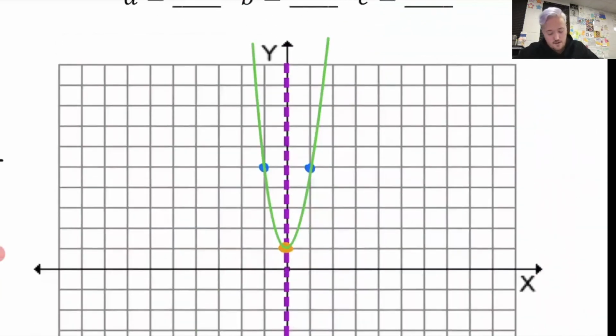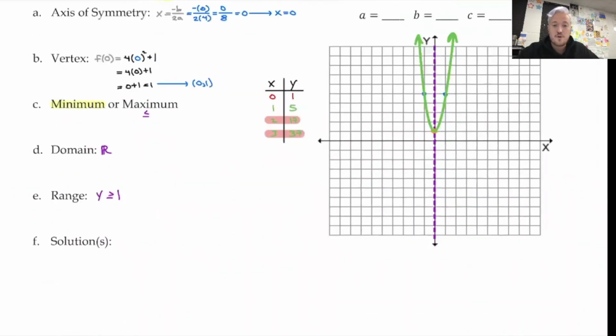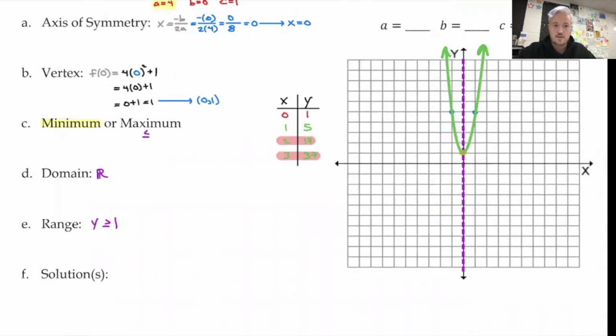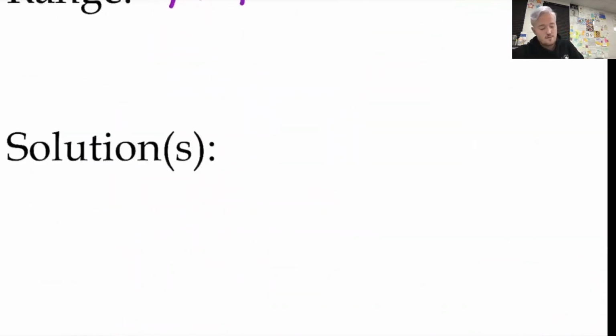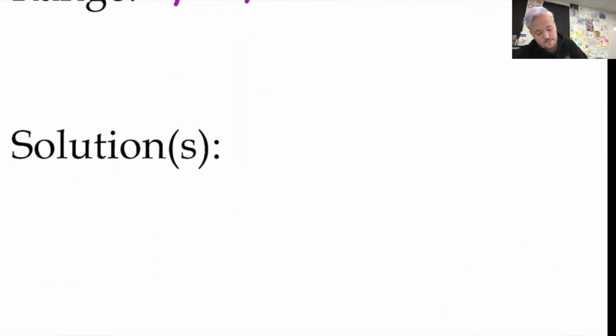All right, so there's our parabola. Notice how this parabola does not cross the x-axis. So what does that mean in terms of solutions? Well, it means we have no real solution. So your solution here is simply no real solution.